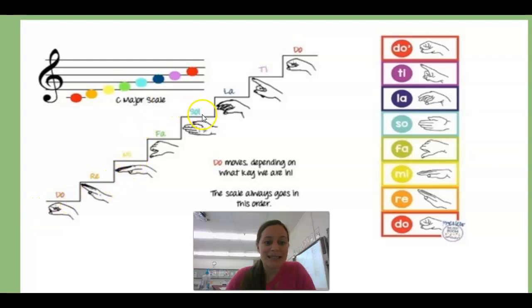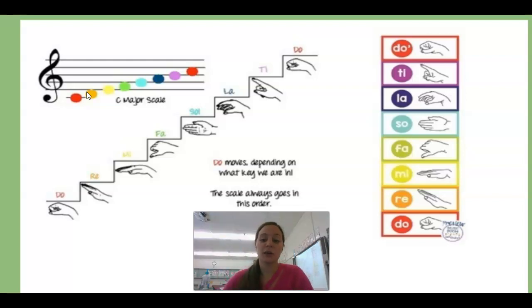Me to so, you got to skip a step because fa is in between. And so to la are one step apart. So remember that our notes go line, space, line, space, line, space. So if we're looking at our music staff, remember our staff is written on 5 lines, 1, 2, 3, 4, 5, and 4 spaces, 1, 2, 3, 4.